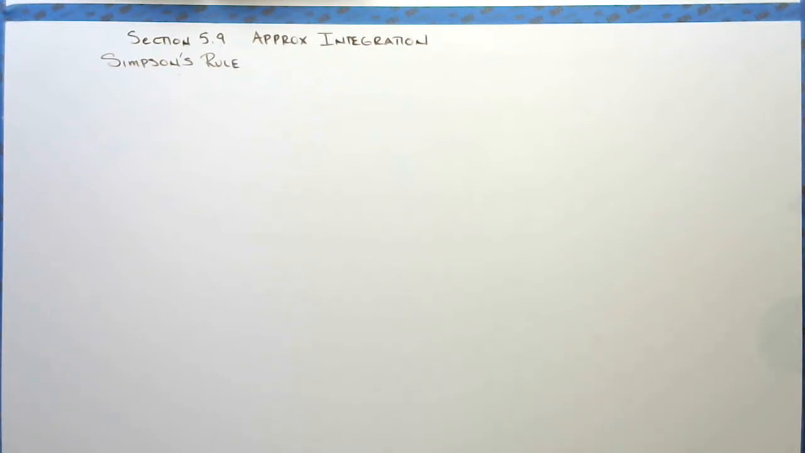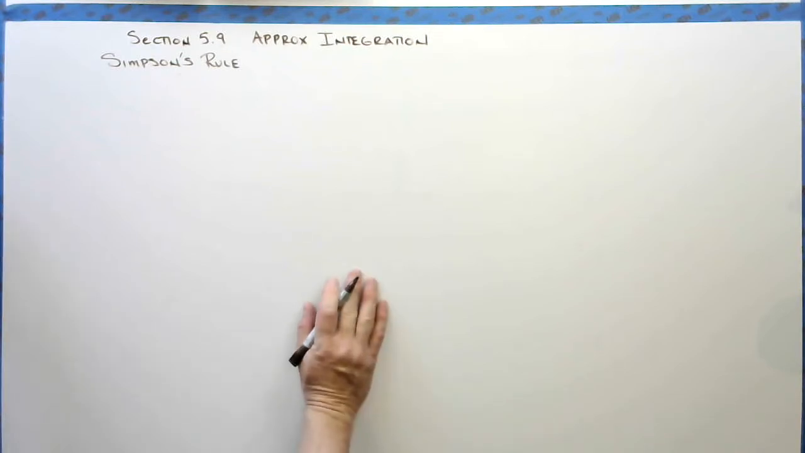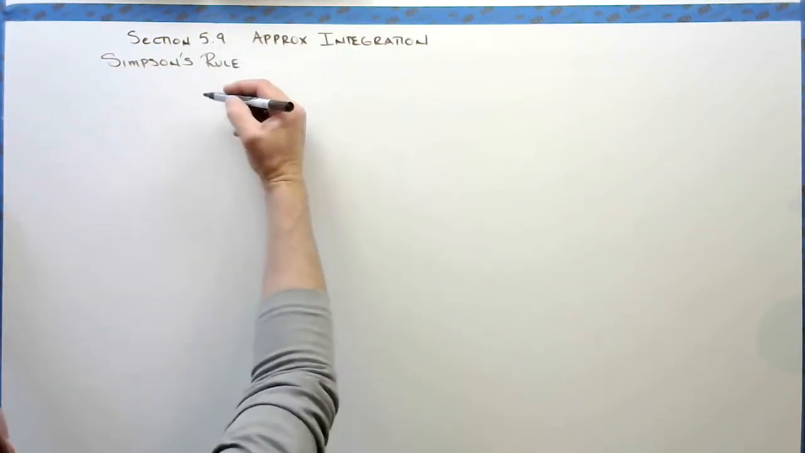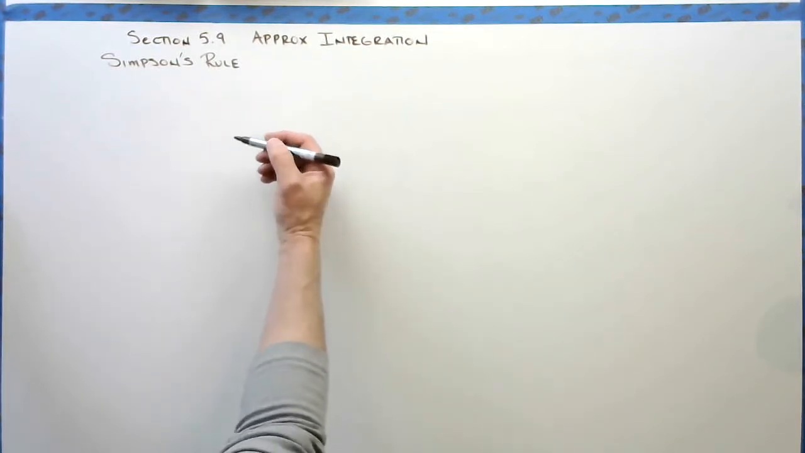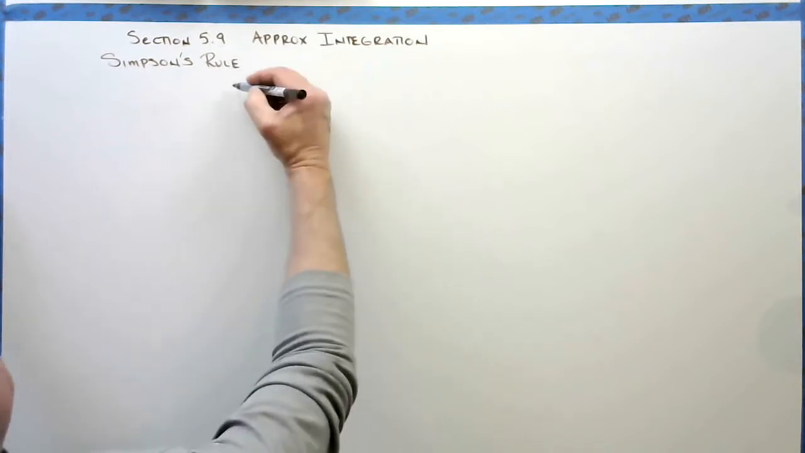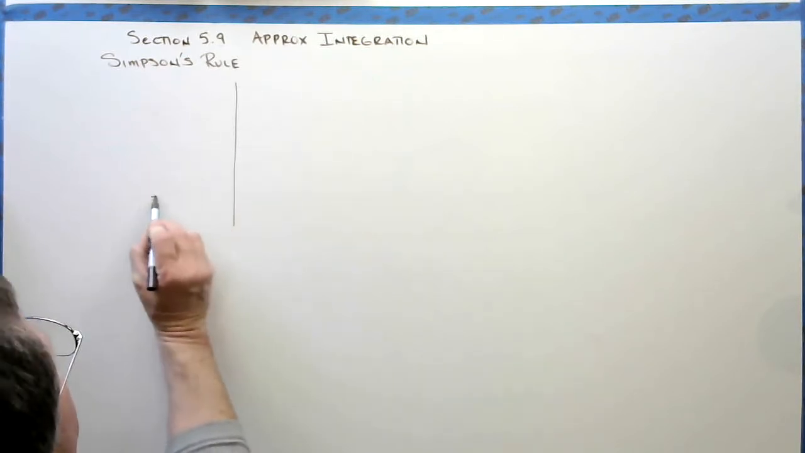Simpson's rule is our fifth technique, if you want to think about it that way. Right-hand endpoints, left-hand endpoints, midpoint rule, trapezoid rule. It's our fifth technique for approximating an integral. And the idea behind Simpson's rule versus the other four is Simpson's rule says, let's just take 3 points.